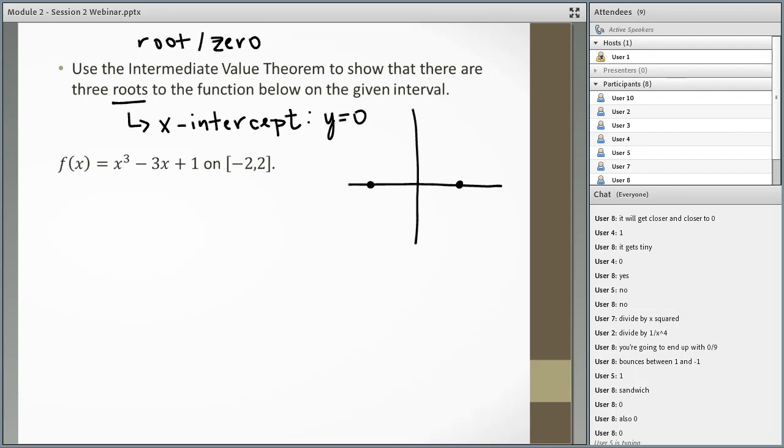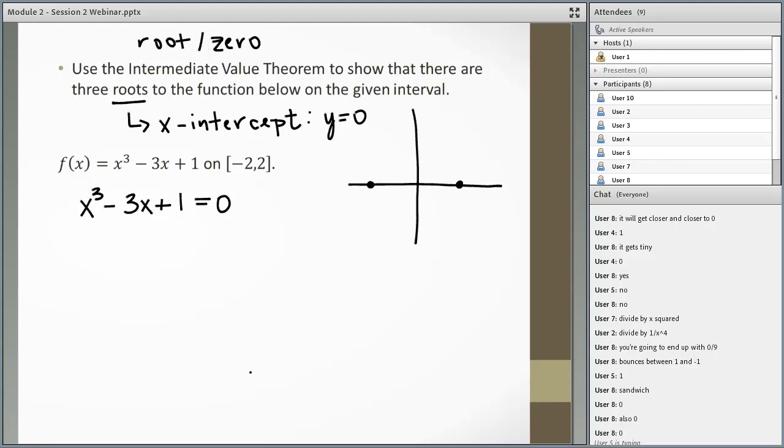How is this useful? Well, we're trying to show that there are 3 roots to the function below on the given interval, meaning somewhere between -2 and 2, this function is going to cross the x-axis 3 times. Ideally, we would just solve it by setting it equal to 0. But the problem is that this isn't something that factors very nicely. So factoring it or solving it isn't nearly as easy.